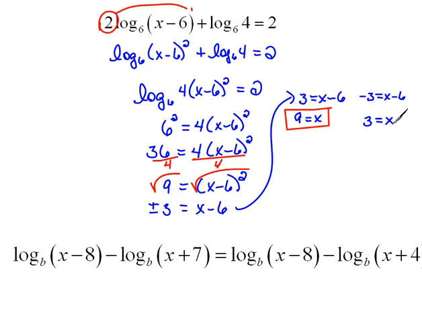What about this one, though? Here we have x equals 3. If I plug a 3 in here in place of x, 3 minus 6, well, that would be a negative 3. We cannot take the log of a negative number. That's not possible. So this is actually an extraneous answer. It's not part of our true solution set.